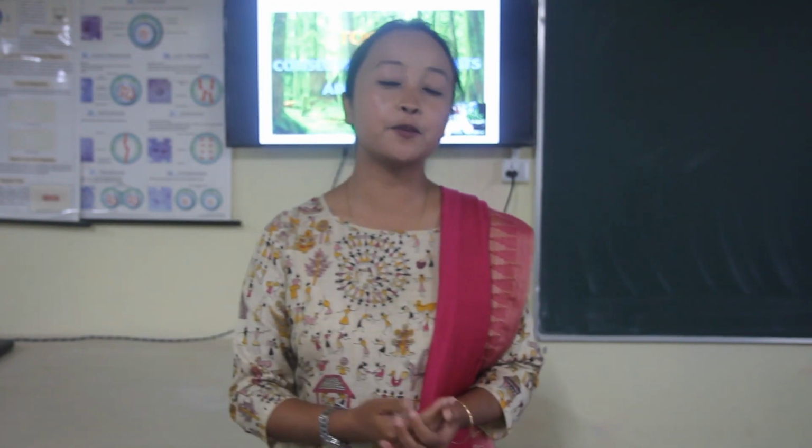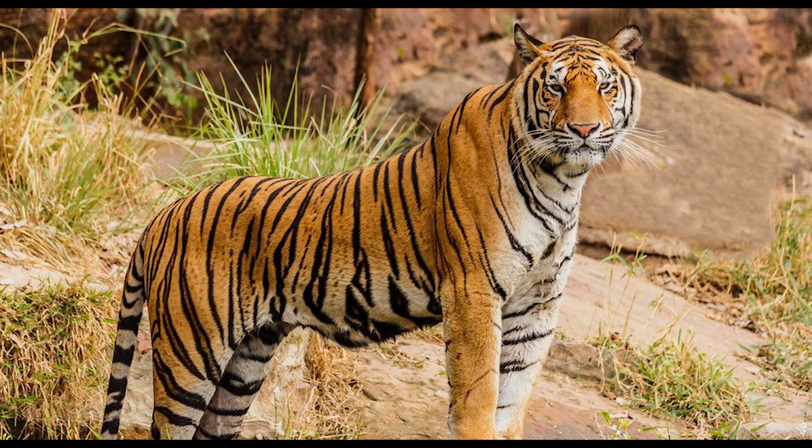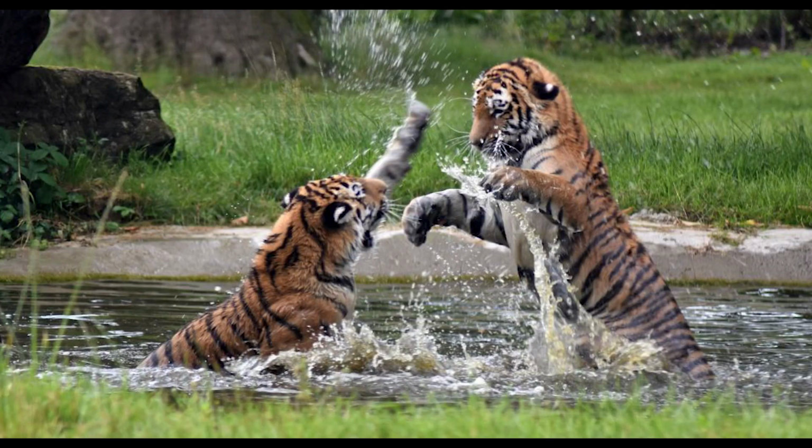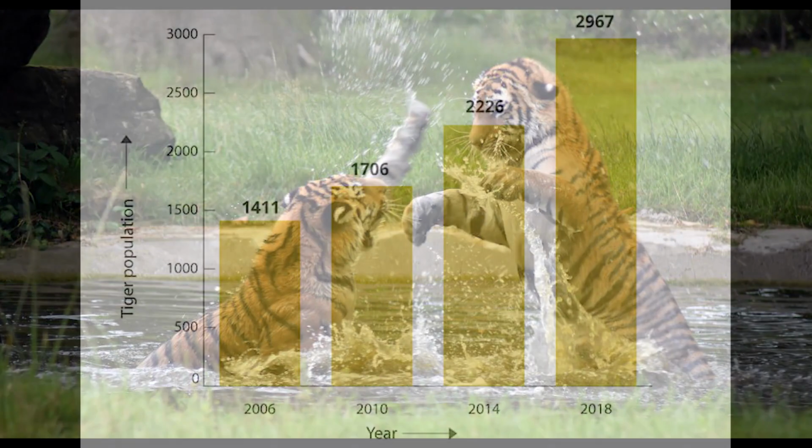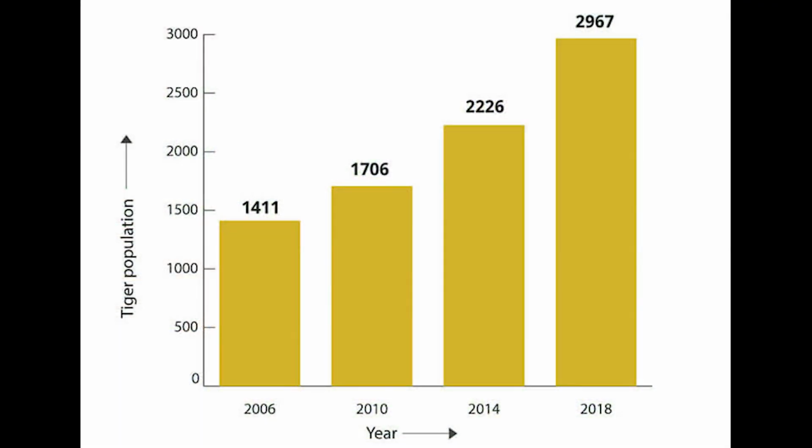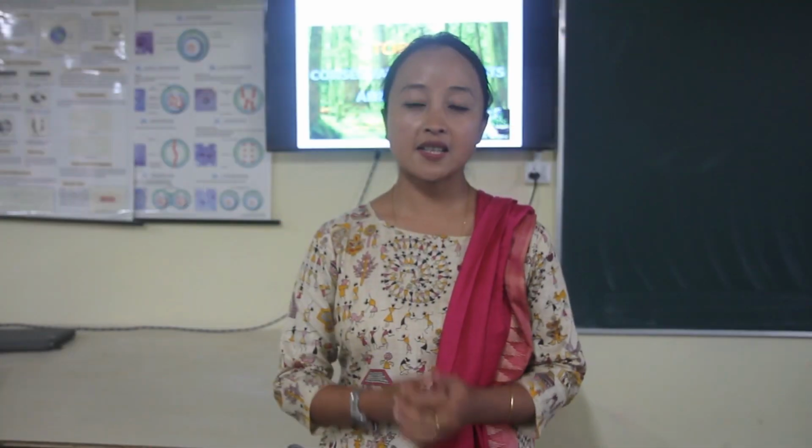Now let us discuss endangered species. These are the species of plants and animals that are seriously at the risk of extinction. For example, tigers. According to the Tiger Census Report of 2011, there were around 1,400 tigers left in India. However, because of the measures taken by the government, including establishment of tiger reserves, now the number has increased to 3,000 approximately.